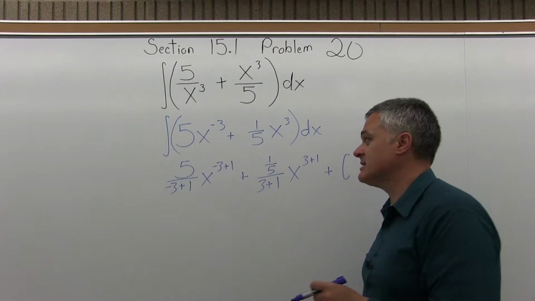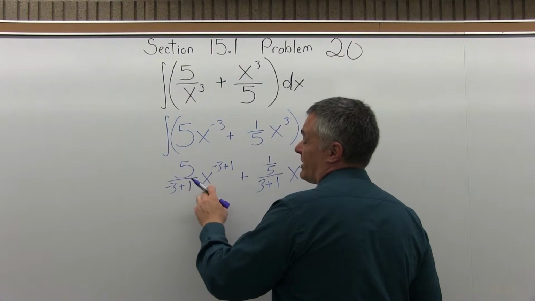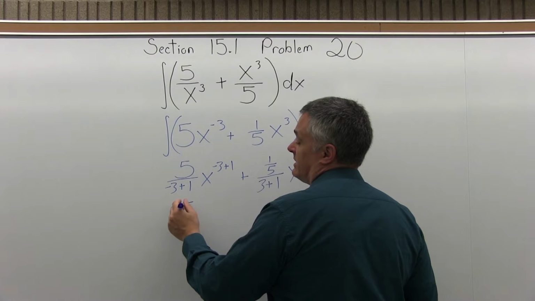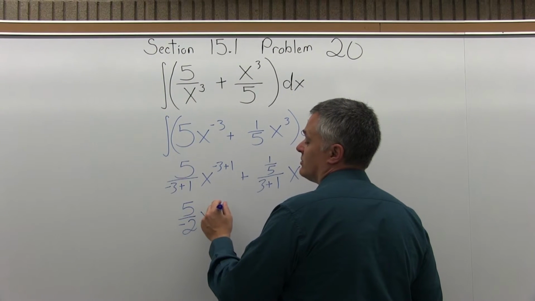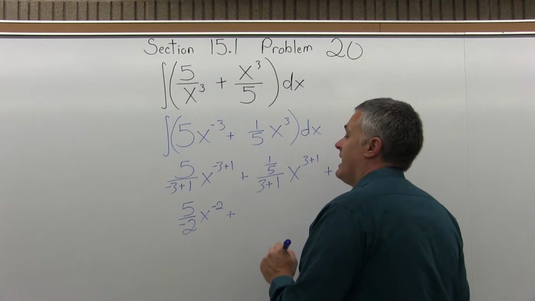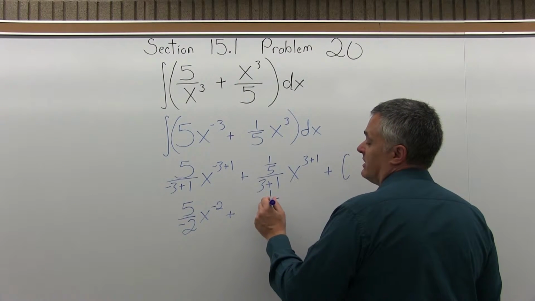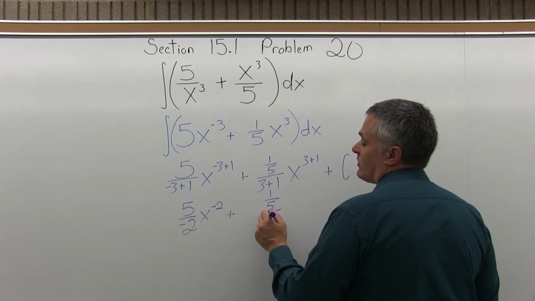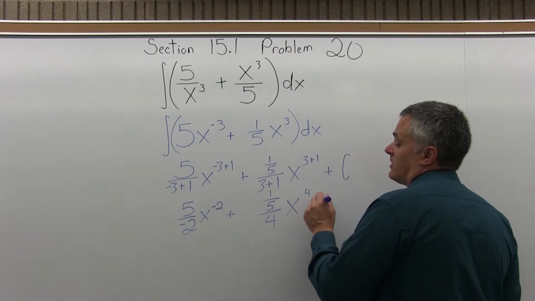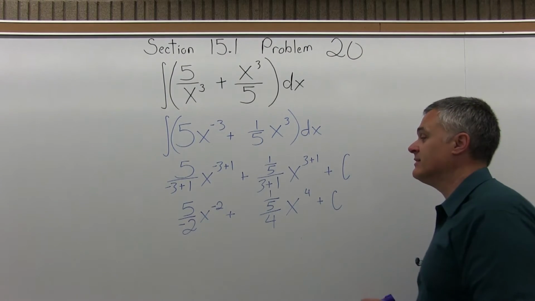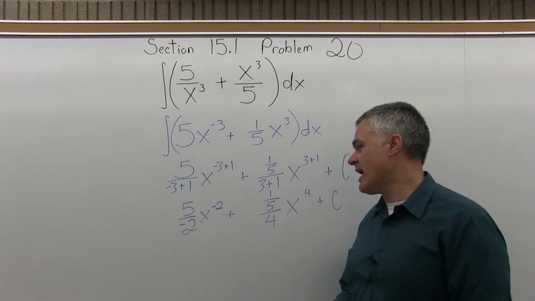You don't want to leave it that messy. So the first piece, 5 over negative 3 plus 1, x to the negative 3 plus 1. Let's make that 5 over minus 2, x to the minus 2, which is good. And then the next piece, 1/5 over 3 plus 1, x to the 3 plus 1. Start off by doing 1/5 over 4. X to the 3 plus 1 is 4, plus you have a constant at the end. That's better, but 1/5 over 4, we can do better than that.